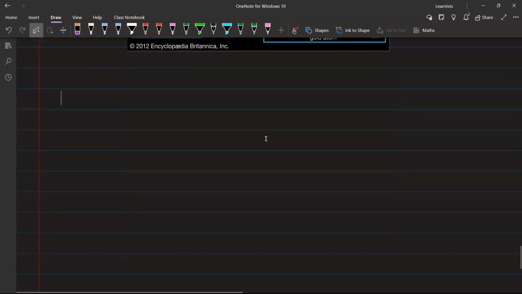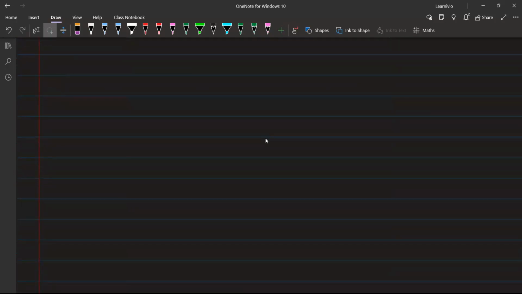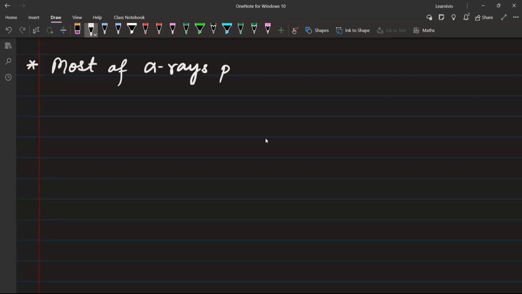Okay, so I will start writing the observations, and then I will write what is the conclusion from that observation. The first observation was at the A position, which was that most of the alpha rays passed through.